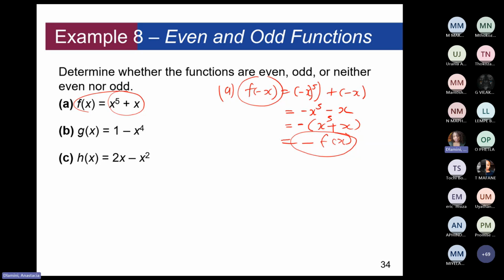Next one, even or odd? Even, ma'am. Let's see. We have b, g of negative x is equal to 1 minus x to the power 4, so this is equal to 1 minus x to the power 4, which is g of x. Well done. Even.